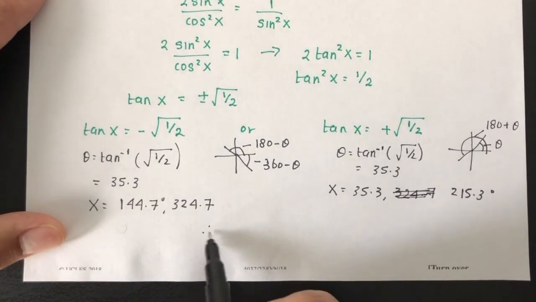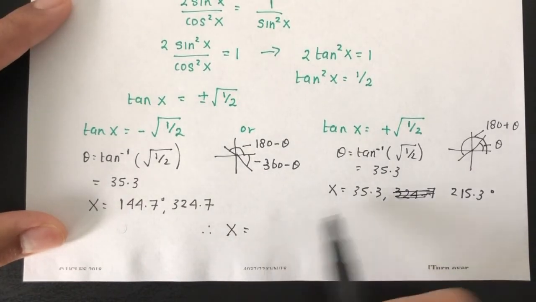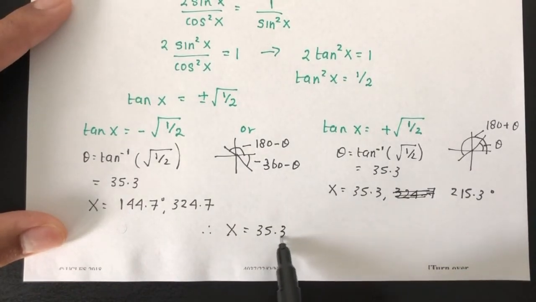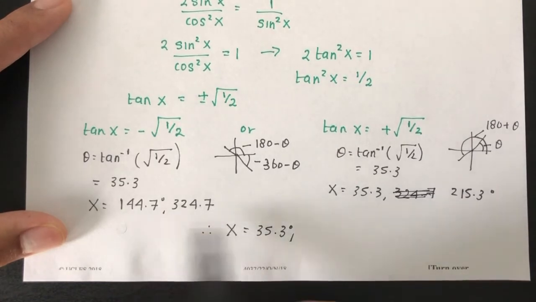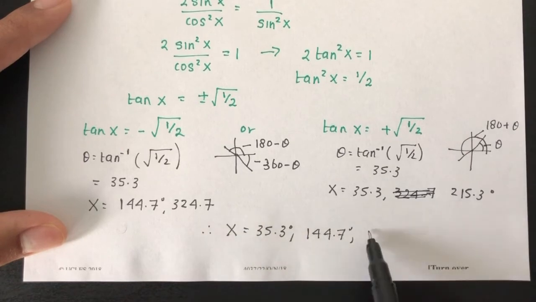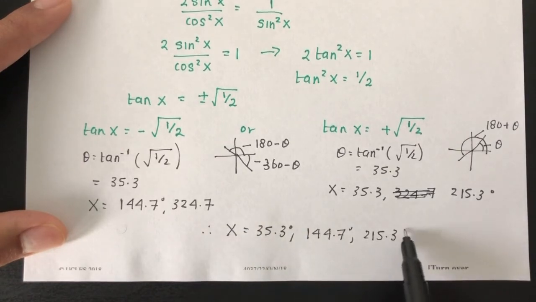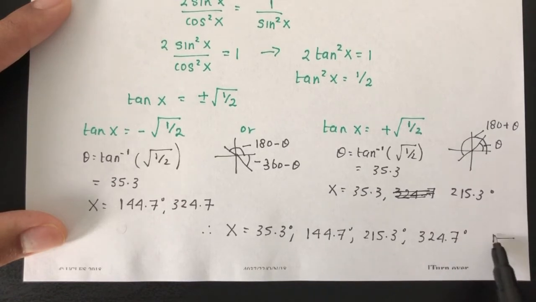So now finally you have four possible values of x. First one is 35.3, then we have 144.7, then 215.3, and then 324.7. So there are 4 values of x which satisfy this equation.